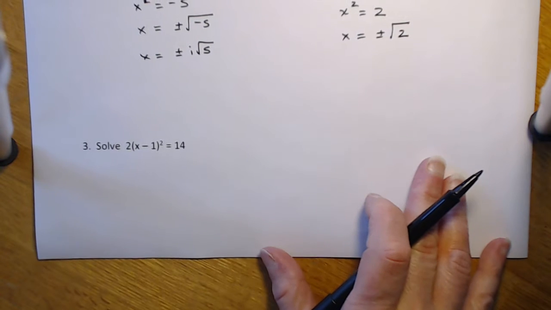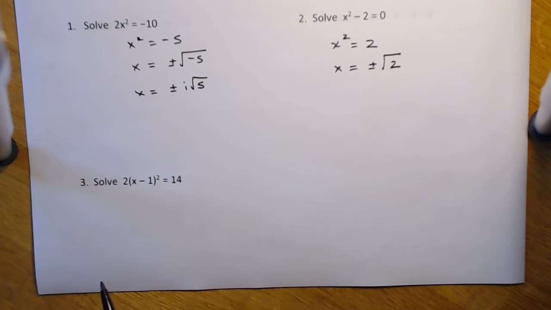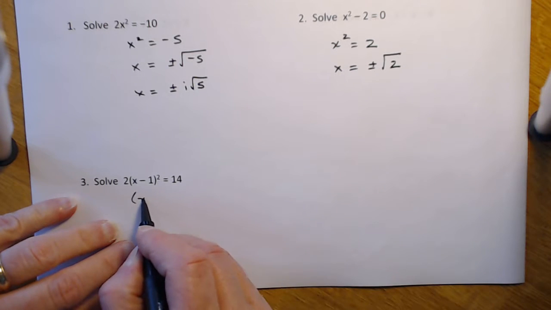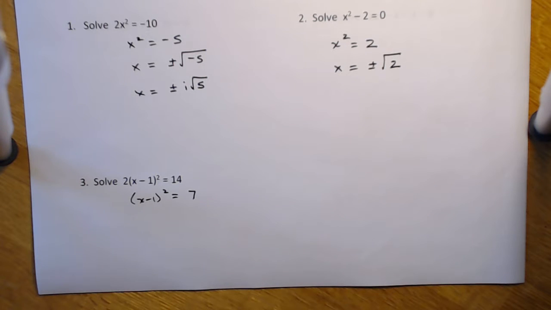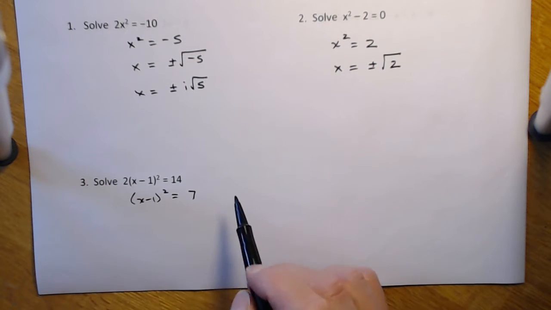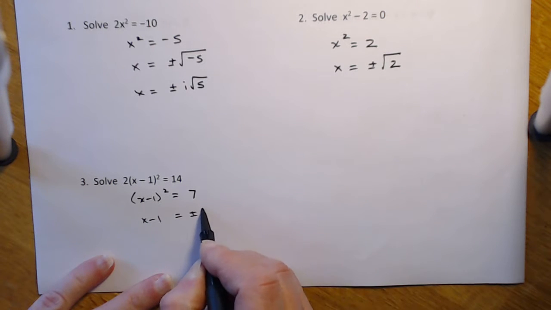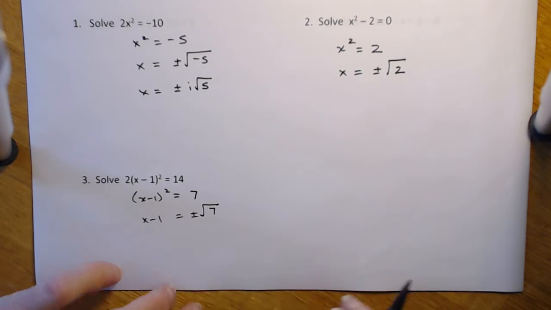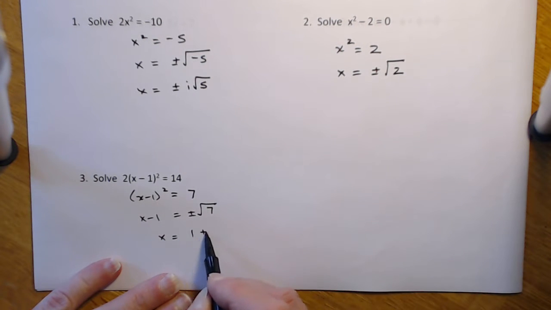Okay. Third one is a little bit different, but it's still nice to use this method because I don't have an x squared, but I have a parenthesis squared. But we can still use the method by isolating the parentheses. So I'm going to divide out that 2. Again, it's not an x squared, but it's parentheses squared, so I square root. That gets rid of the square. Again, just be careful you do plus or minus. Now we don't have x yet, so I just have to add that 1.